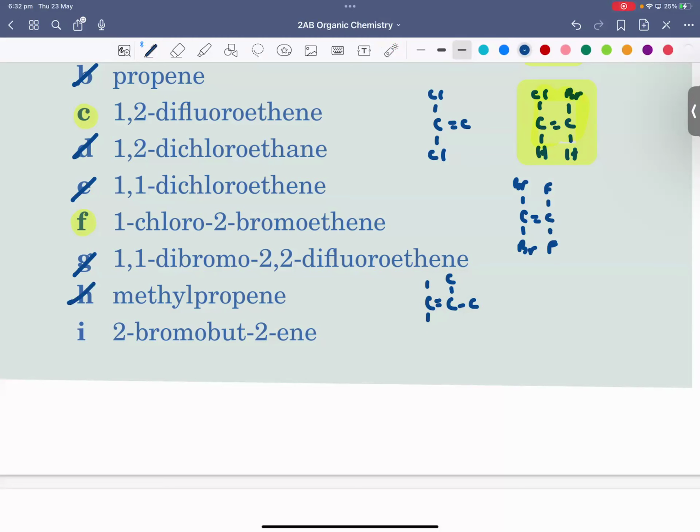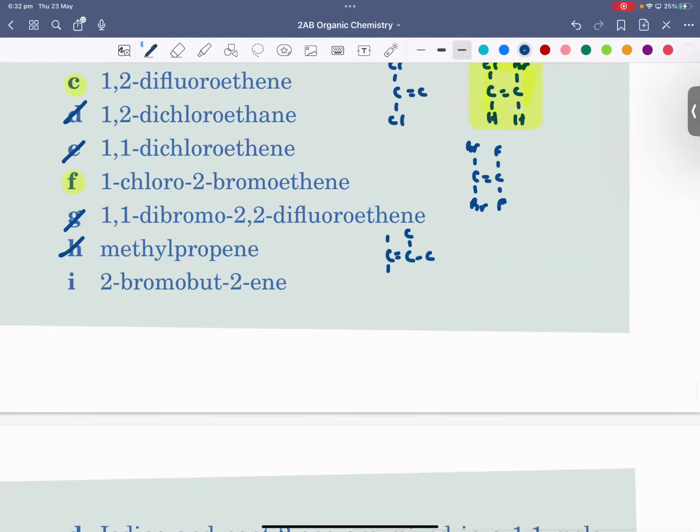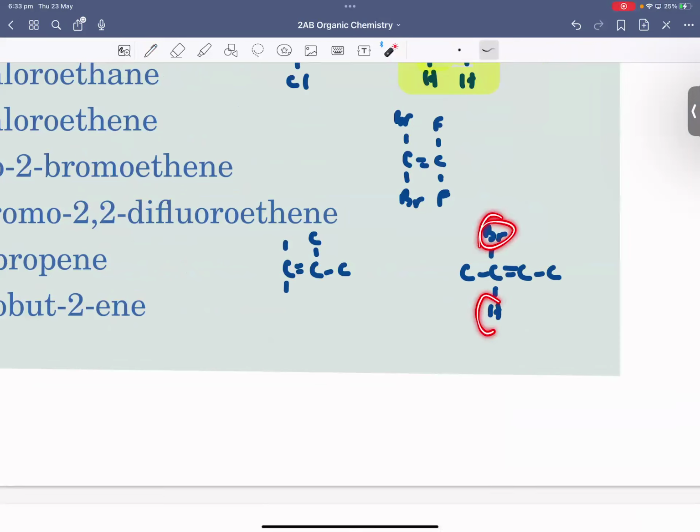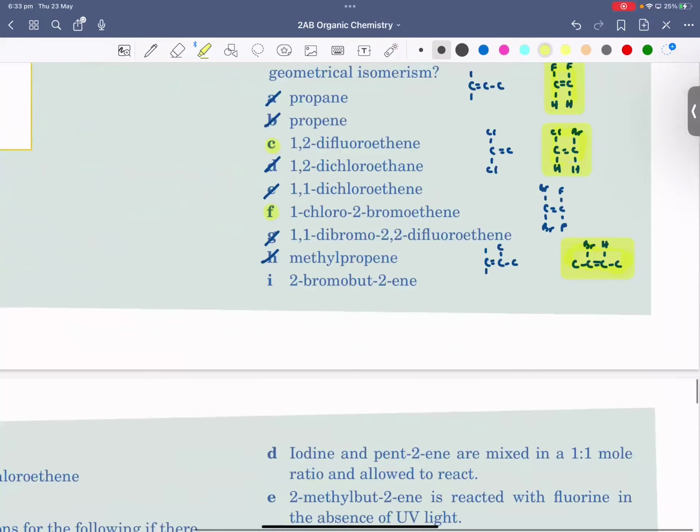And lucky last, 2-bromo-butene. 1, 2, 3, 4. 2-bromo. That looks good. Is this different to this? Yes. And whoops. No, wrong way around. Too many bonds. Is this different to this? Yes. And is this different to that? Yes. So does this have cis-trans isomerism as well? Yes, it does. So there you go. Now you know your criteria for cis-trans isomerism.